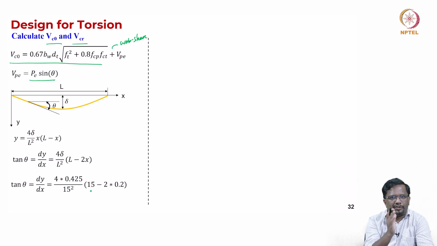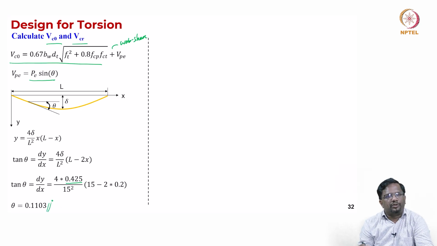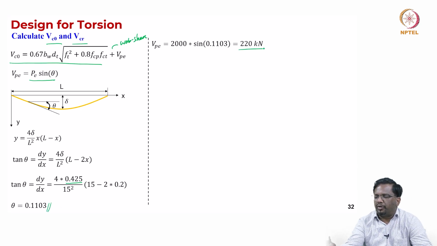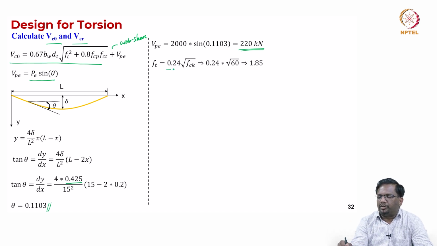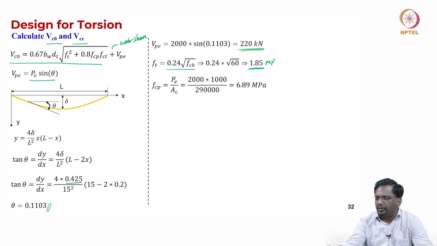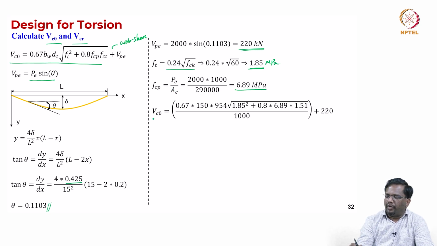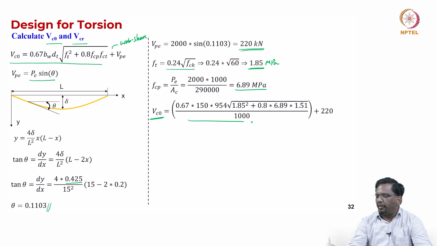The eccentricity at a distance x equal to 0.2 we calculated previously, and the slope of the cable profile, if you substitute it, the delta is 0.425, right, and if you put x equal to 0.2, then you get your theta as 0.1103, and the VPe component is going to be 220 kilonewton. It is the same thing that we did previously, right. The tensile strength of the concrete is assumed as 0.24 square root of fck, which works out to be 1.85 megapascal, right. And fcp is Pe by Ac, which is 6.89 megapascal. So, you plug in all the values and get your Vc0, this plus this VPe, both are there.